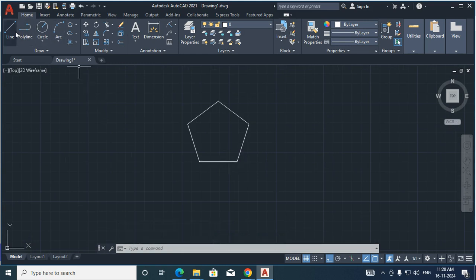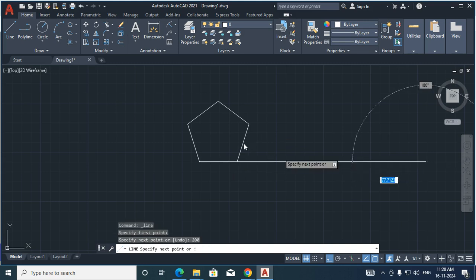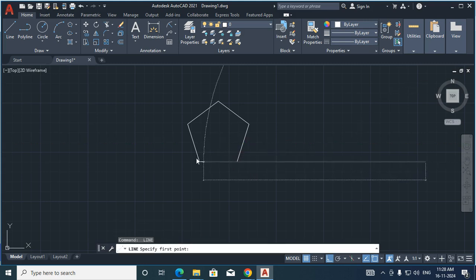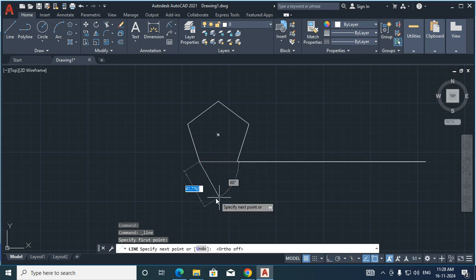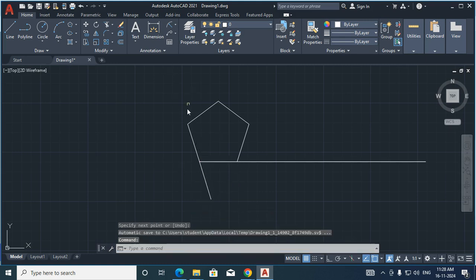Similarly we have to repeat the same process. Here there are 5 sides, so 5 into 40 is around 200. The first point should be parallel. Press F8. The parallel lines will be indicated by a violet line. So it's around 40.